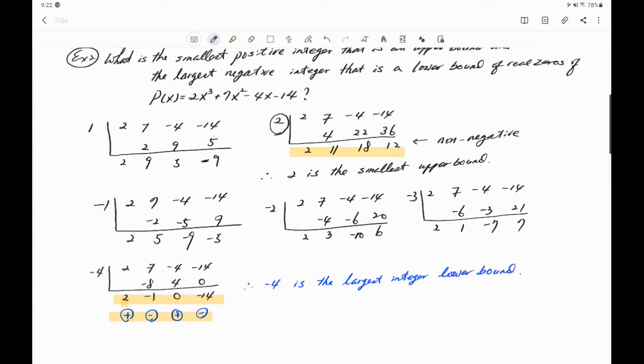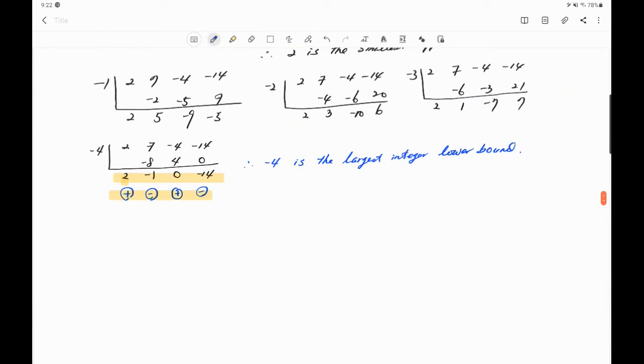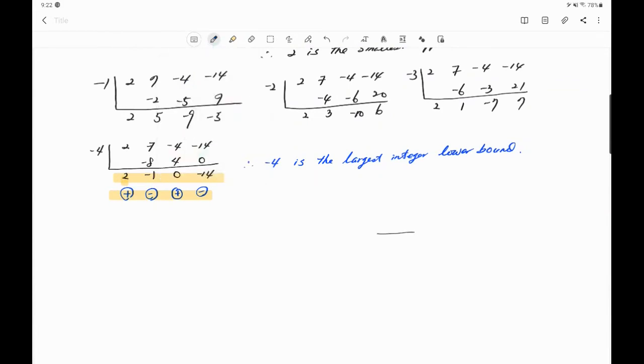All right, then if you use a calculator, the graph looks like this. Here is the x-axis, and the graph looks something like this, and this is the y-axis. This point is around between 2 and 3.